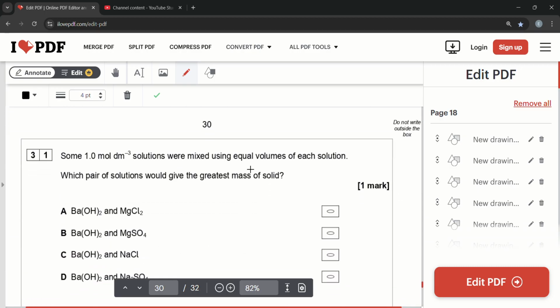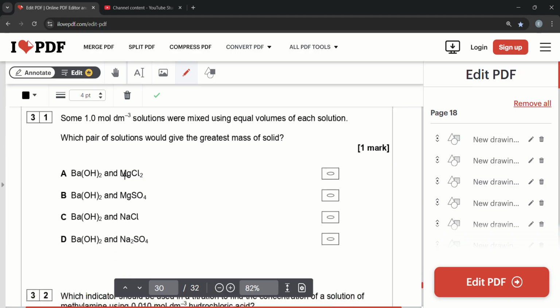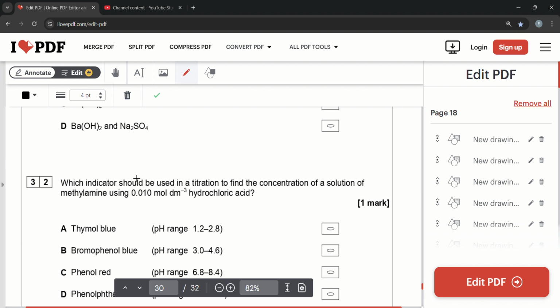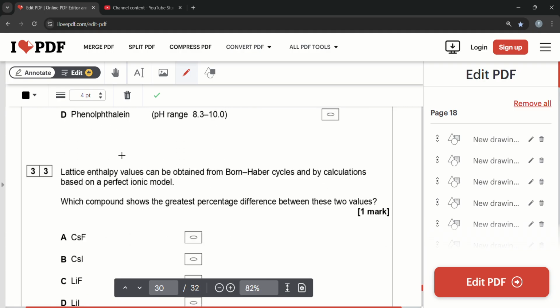31. Prepare a solution with the greatest mass of solid. B. Which indicator should be used in a titration to find the concentration of a solution of methylamine using this much HCl? The answer is B. I haven't gone through this part. I have started acids and bases, I'm halfway through that, but we haven't gone through this part about indicators and titrations and all that.